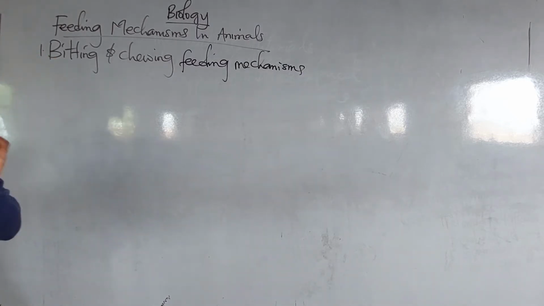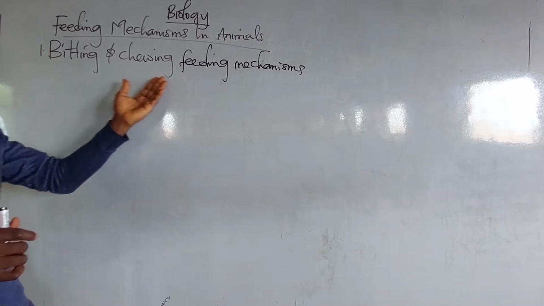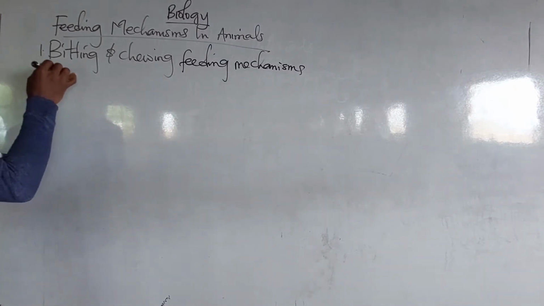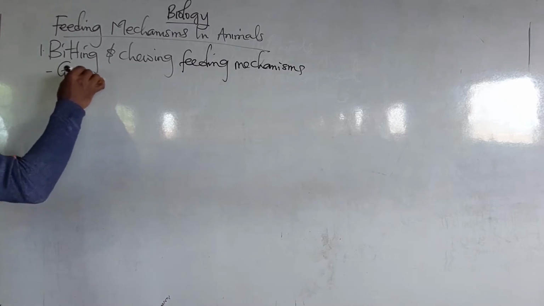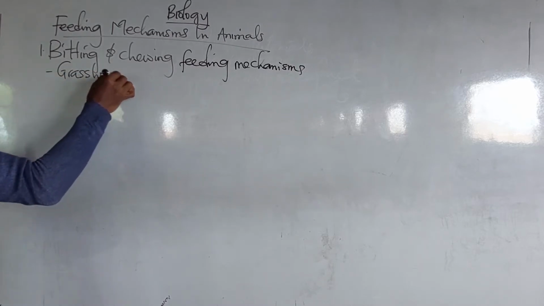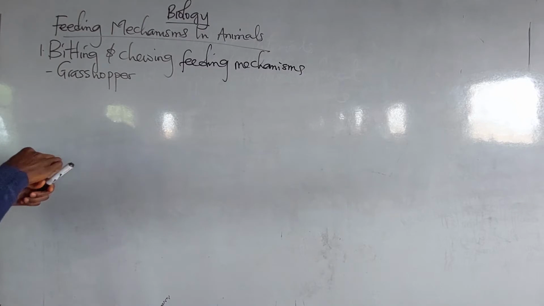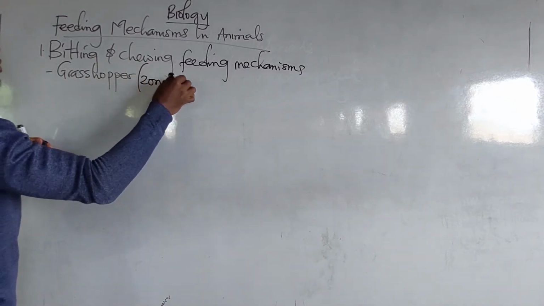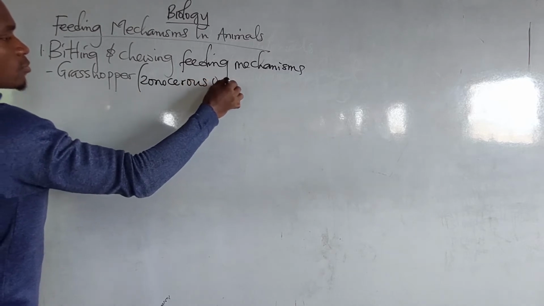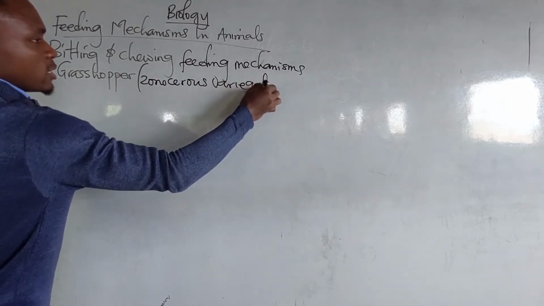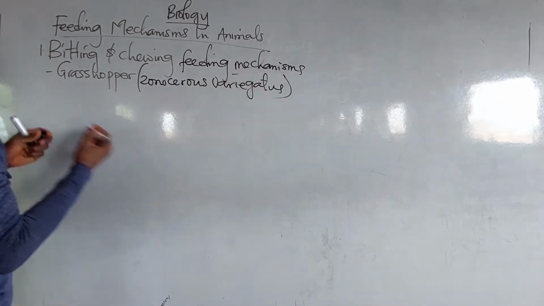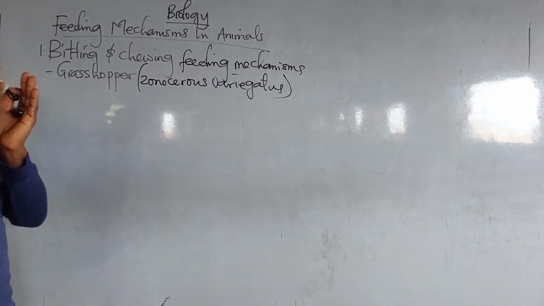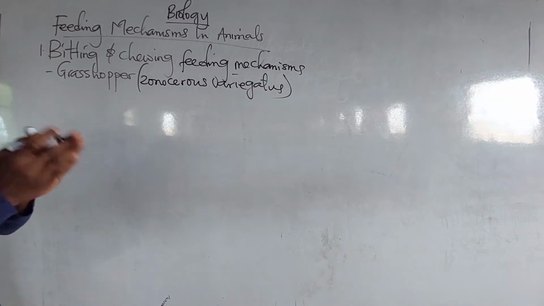Now, examples of animals that exhibit biting and chewing feeding mechanisms: you have the grasshopper. Grasshopper is a good example of an animal that exhibits biting and chewing. Grasshopper, Zonocerus variegatus. All right. Grasshopper has the ability to bite and chew because its mouth parts are segmented into different divisions.